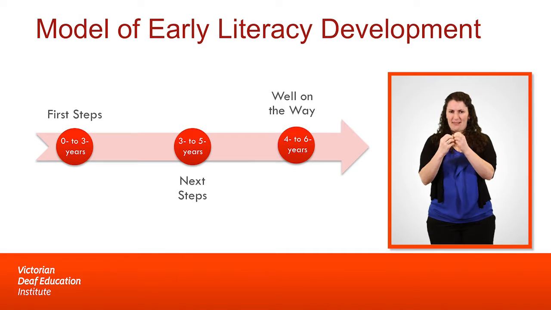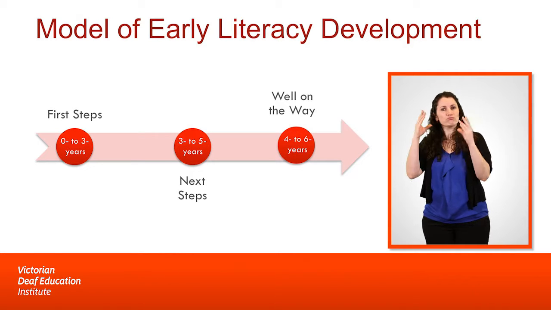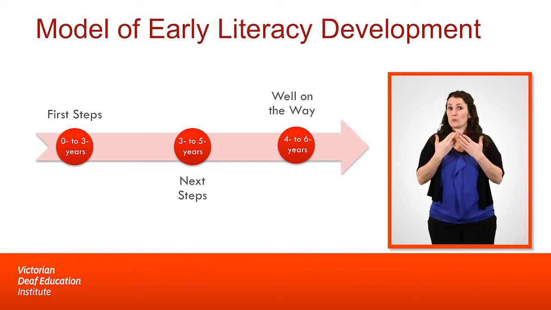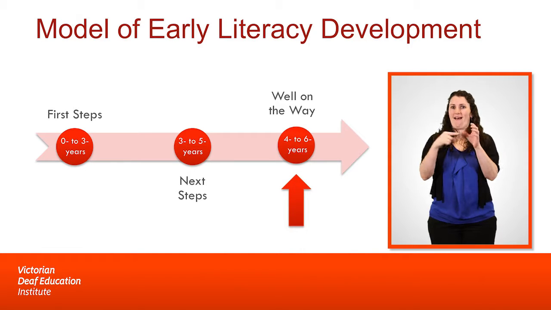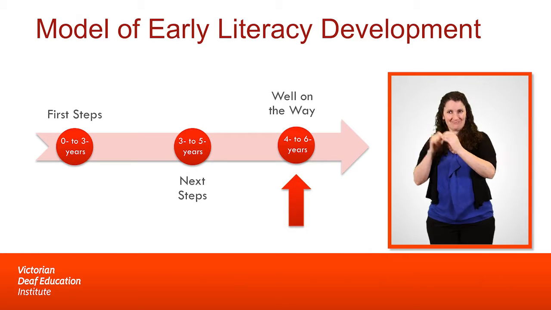So back to our graphic that we've been using to depict our path. We're at the last stop on this journey with early literacy learners, at the age range of 4 to 6. And we decided to call this well on the way because you're not really there yet, as it were. You've got all of the foundational bits in place, but you're certainly still not a full-on reader and writer at this stage. You're really still only talking about children who are 6 years old.